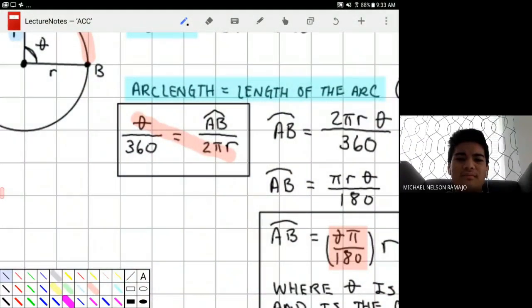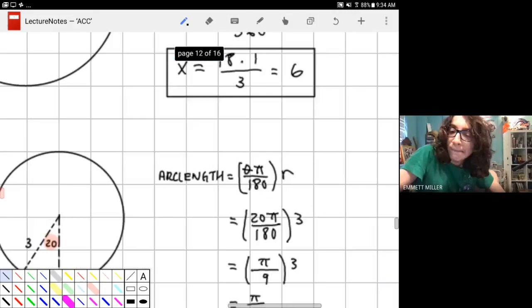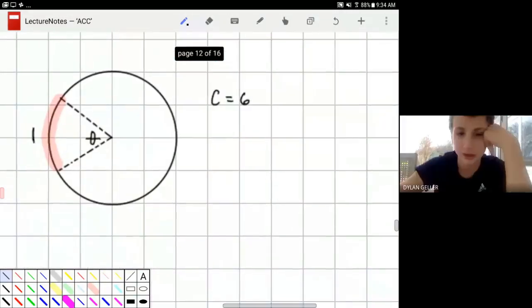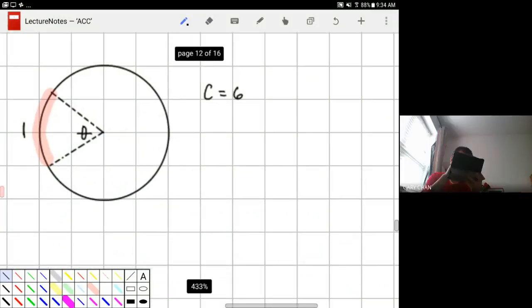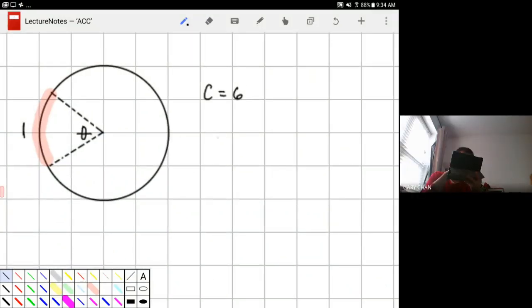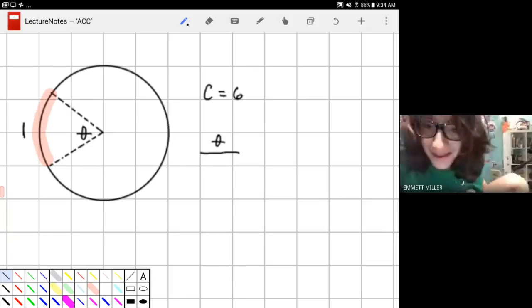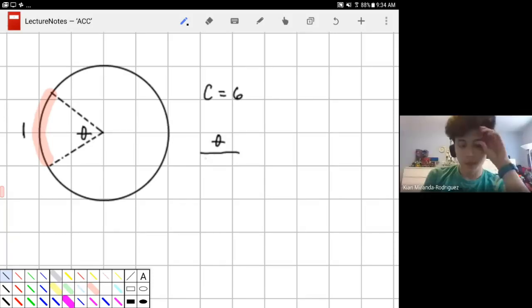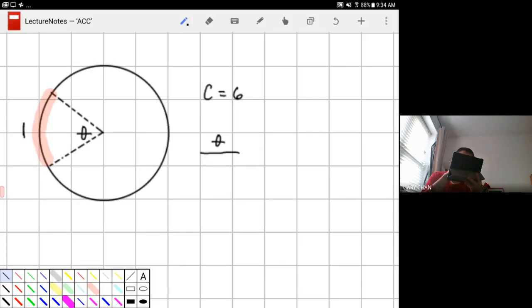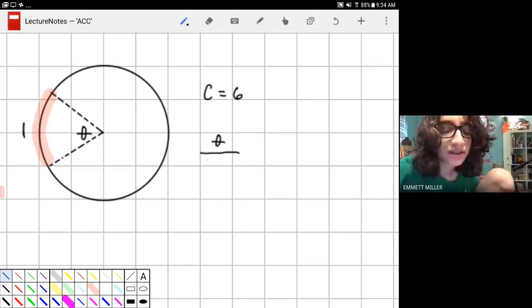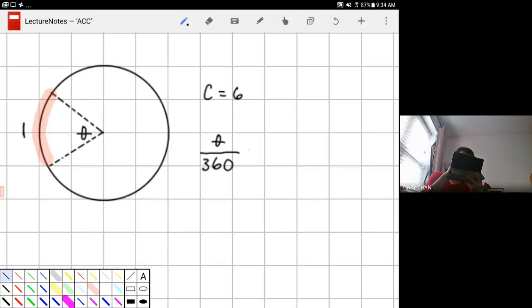Proportions. Set up proportions. Yeah, I totally agree. The only reason I finished is because I did this problem, and then the other one was the exact opposite of this. So this is theta over what's the full degree measure of a circle? 360. So theta over 360 is equal to arc length, right? Because the central angle should be directly proportional to the arc length. So it's 1 over what's the full circumference there, Mike?